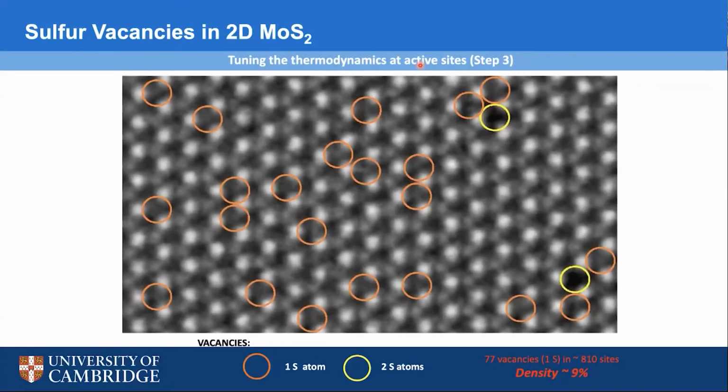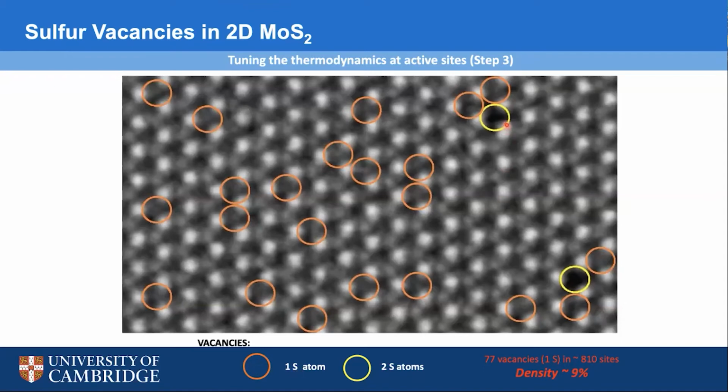And then, of course, there was a lot of work done on pointing out that it's most likely the sulfur vacancies that were catalytically active. And so we wanted to probe this a little bit deeper. What you're seeing here is a high resolution TEM image of a single layer MoS2 film, and these orange circles indicate the absence of a sulfur atom, that is, a sulfur vacancy.